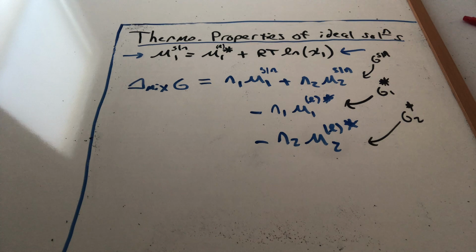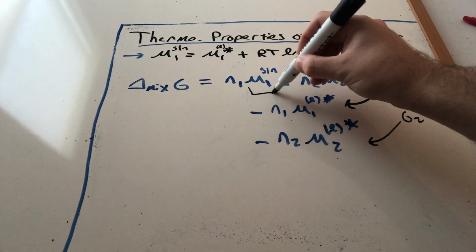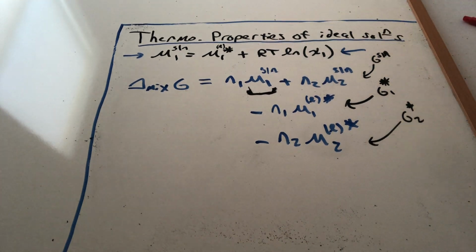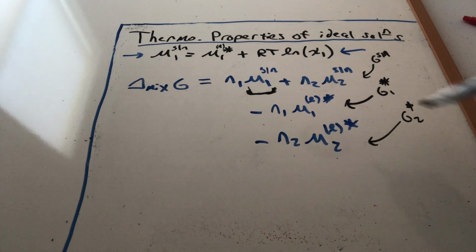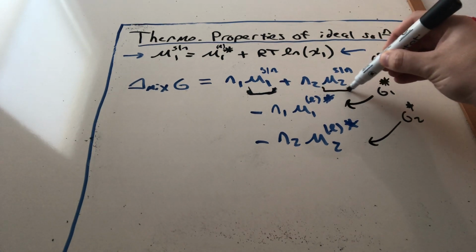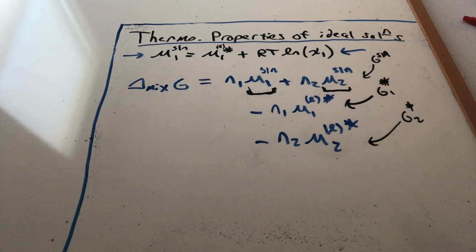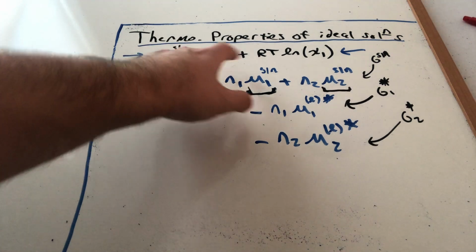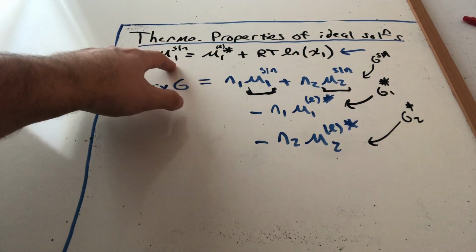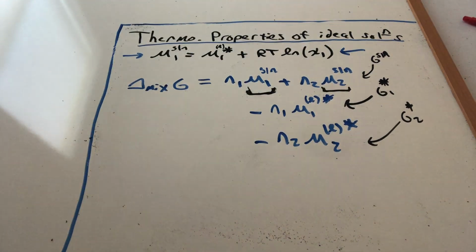And then when we look at it, we say, wait a second, I know what these are. Mu1 solution, I have written down here already. We spent a whole lecture working towards that idea. Mu2 solution is the exact same idea, except the subscripts are different, right? This 1 becomes a 2, this 1 becomes a 2, and that 1 becomes a 2. So we can substitute that in and we can see what happens, okay?